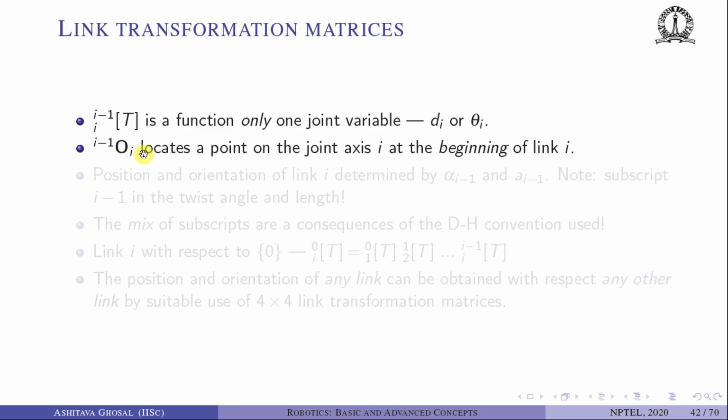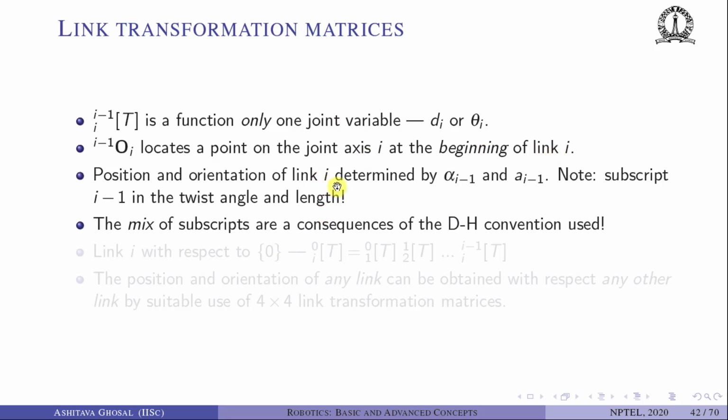This vector i minus 1 Oi locates a point on the joint axis at the beginning of the link i. That is important. Okay, so the origin is always on the joint axis and the link is after the joint axis. So it is at the beginning of the link. So it does not capture the length of the link after the joint. Okay, that is what I'm trying to say here.